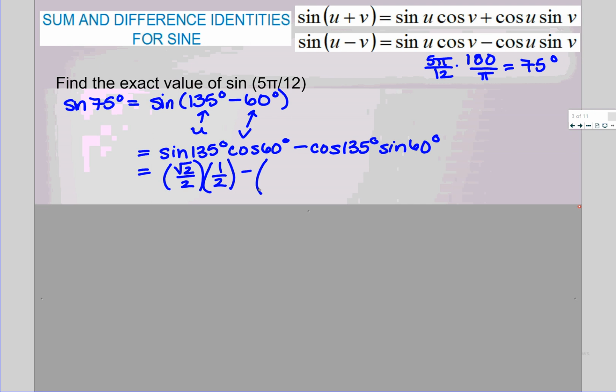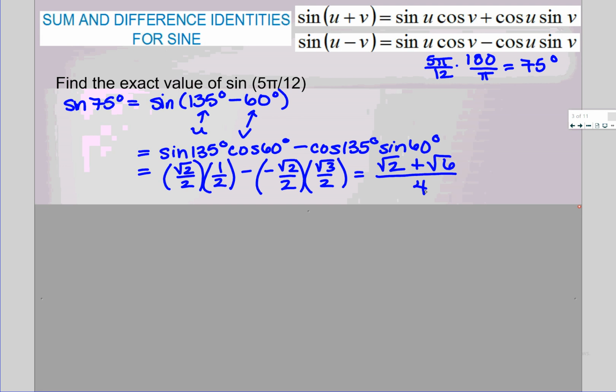Cosine of 135. Close. Negative rad 2 over 2. Yep. And then sine of 60. Good. Okay. We know this. All right. First fraction is going to be a rad 2 on top. The second fraction, you've got a minus negative there, so it's going to be a plus rad 6 on top. And they're both over 4. So eventually you can put them together. You can do all that at once if you want, or you can do that in 2 separate steps.